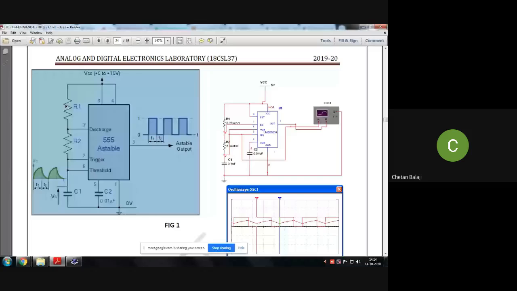We call it the duty cycle. T1 means T on, you can see T1 here. T1 means T on, T2 means T off. T1 plus T2 equals the total time period T.